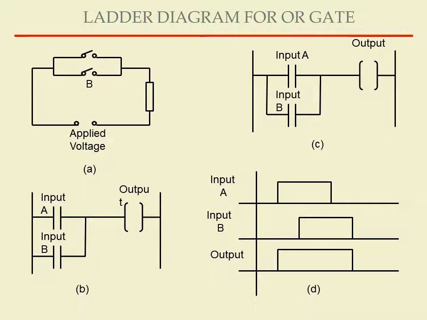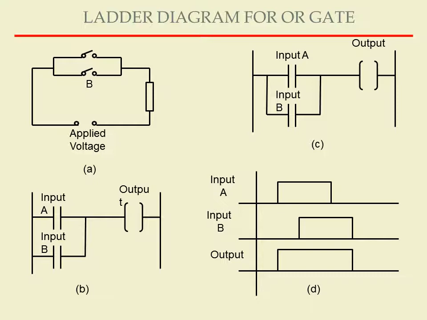Next is the ladder diagram for the OR gate. So see, for the OR gate, two switches are connected in parallel, okay, in figure A. Then in figure B also you can see the ladder diagram for it. In figure A it is the physical connection, and in the second one there is the ladder diagram. In the ladder diagram, two switches, input A and input B, are connected in parallel. So it can be drawn as in figure B or as in figure C.